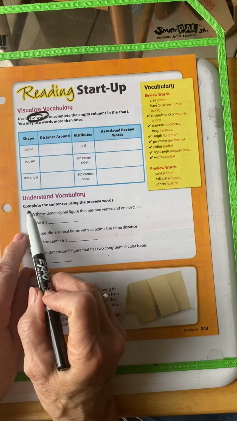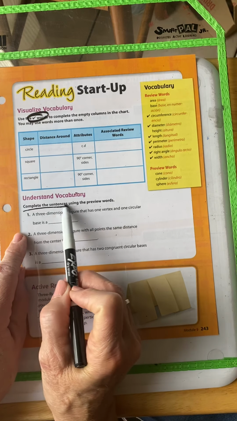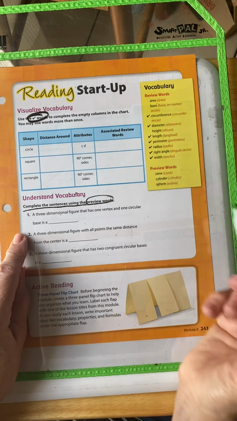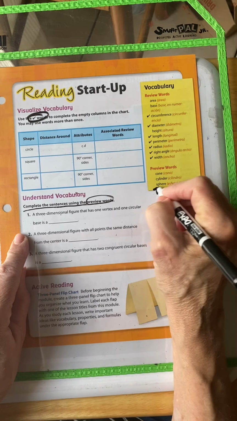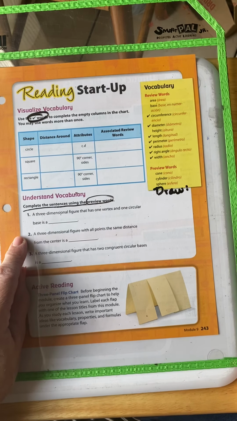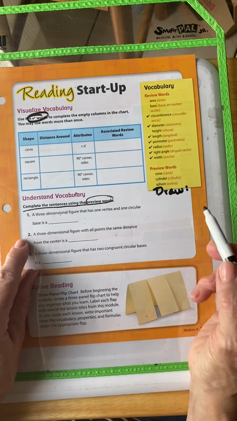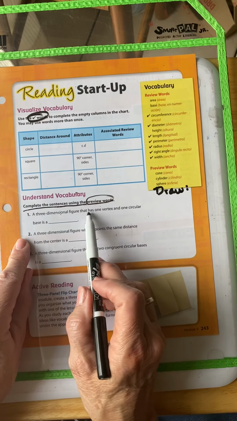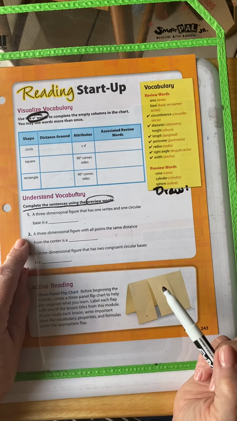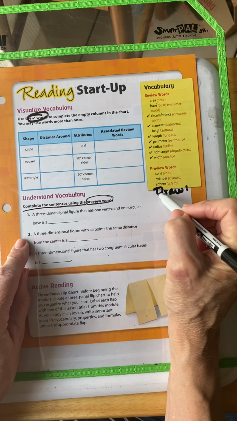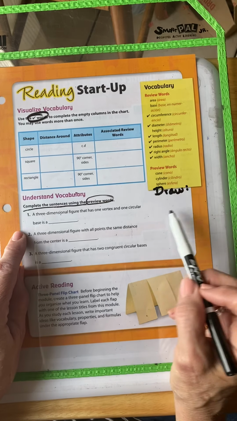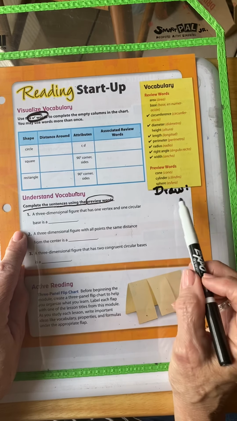Now, let's draw these. Let's have some fun and do this last part. Complete the sentences using the preview words. Well, we got a cone, a cylinder, and a sphere, but I want you to draw them as part of your assignment. You are to draw a three-dimensional figure that has one vertex and one circular base. You draw the three-dimensional figure right here for number 1, and then name it.